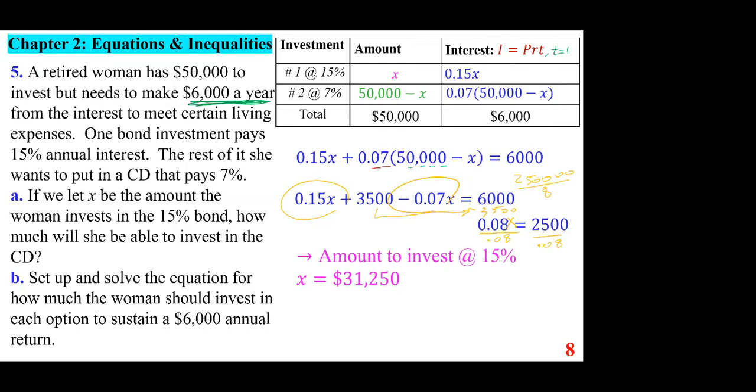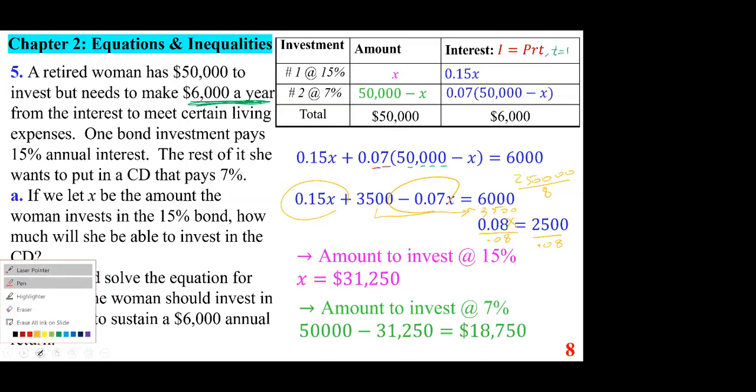And the rest of it, 50,000 minus x, okay? That means $18,750 comes from the 7%. So a quick recap. This is the general equation. For 15%, we put this much, 31,250. For 7%, we put this much. And that should result in a total of $6,000 interest.